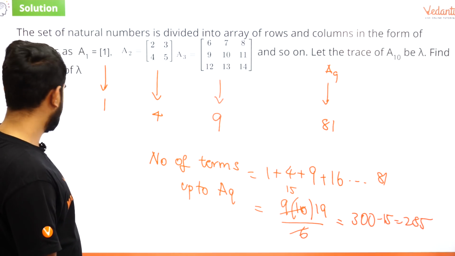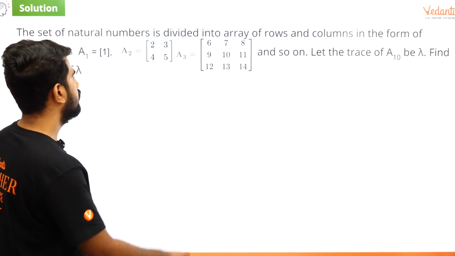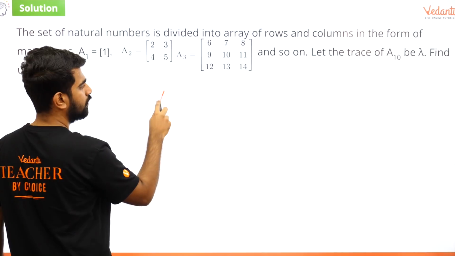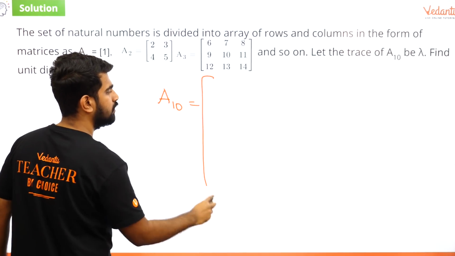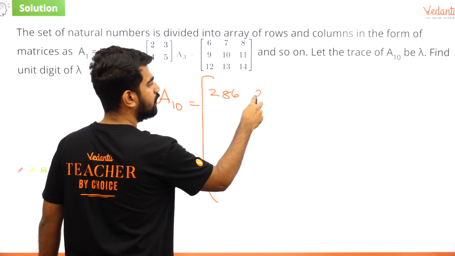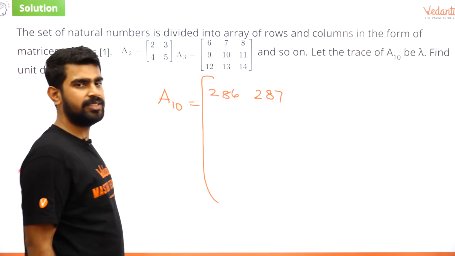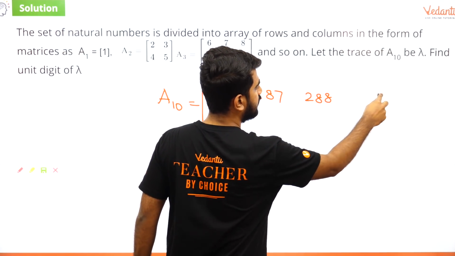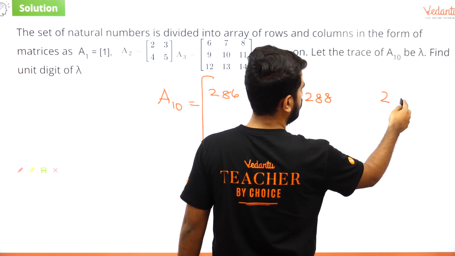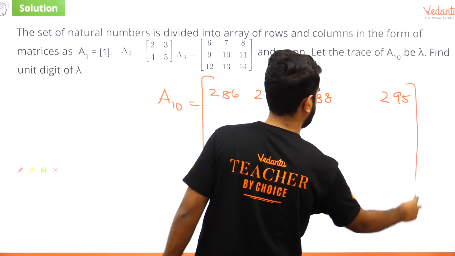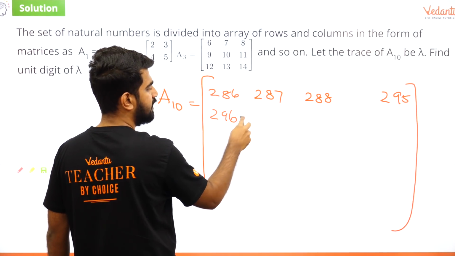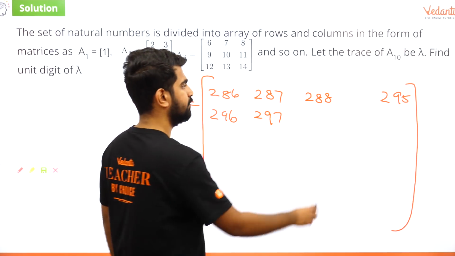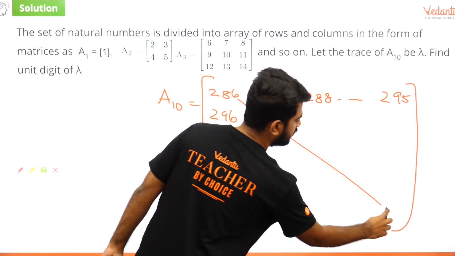I'm going to clear it. I hope that's okay. So A10 is going to start off with 286 and it will go in a consecutive manner, because they are all natural numbers. So 286, 287, 288, 289 and then 295. That should be the last element. And then 296, 297 is going to go like that. Now, why did I write only up to this? Because I am interested only in my diagonal elements.